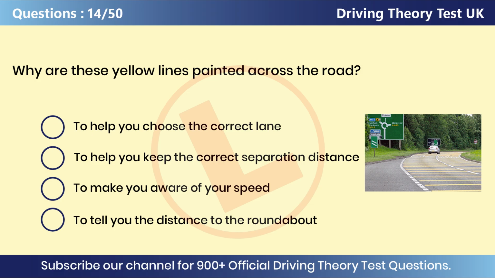B. To help you keep the correct separation distance. C. To make you aware of your speed. D. To tell you the distance to the roundabout. C. To make you aware of your speed.